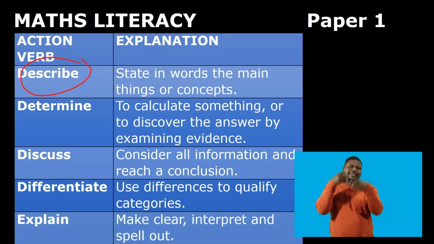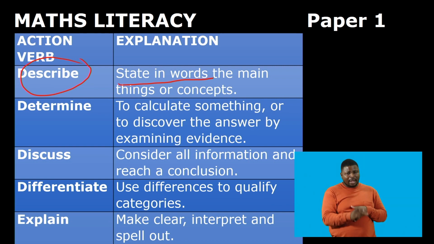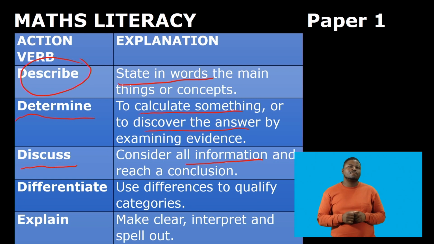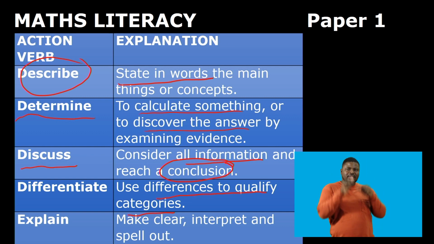And then a level 1 type question, define, where you need to give a clear meaning of a term. The next action verb is describe. That is where you need to state in words, especially the main things or concepts. Please read carefully and make sure that you describe exactly what is asked. Then determine: to calculate something or to discover the answer by examining evidence. Discuss: consider all the information, and it's important to reach a conclusion. Differentiate: use differences to qualify categories.